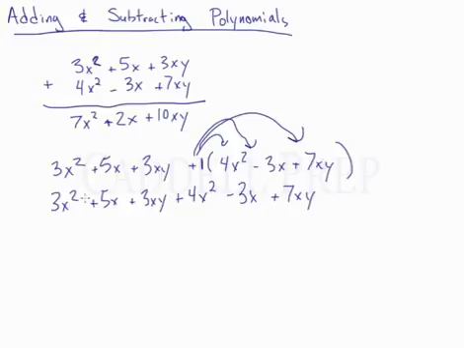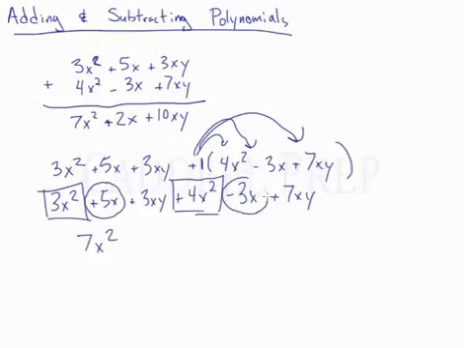Now we'll just combine like terms. So this 3x squared matches up with this 4x squared. And when we combine them, we add. So we have 3 plus a positive 4, 7x squared. Let's look at the x terms. 5x and negative 3x. So again, when we combine like terms, we add them together. So we have a positive 5 plus negative 3, positive 2x.